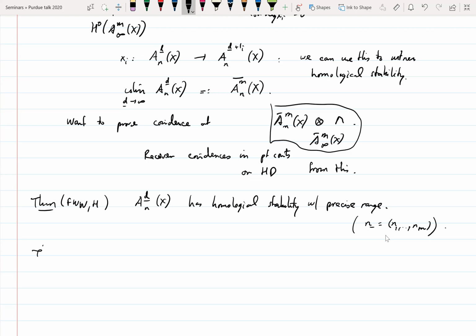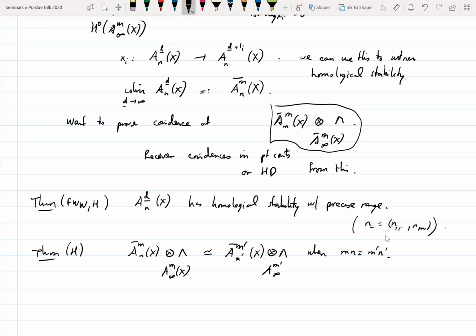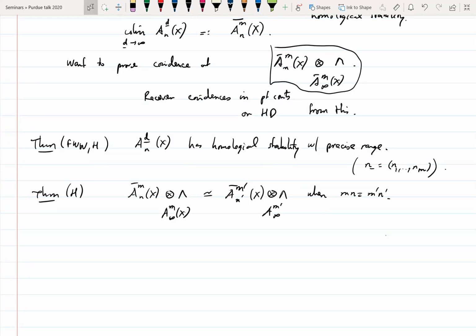And then the next result, the main interest at least for me, is that you have this guy, which is isomorphic when n is equal to m prime and n prime. And you can recover Hodge-Deligne and other stuff from this statement. Okay, great. So those are the two results I want to explain how to use factorization homology to prove.